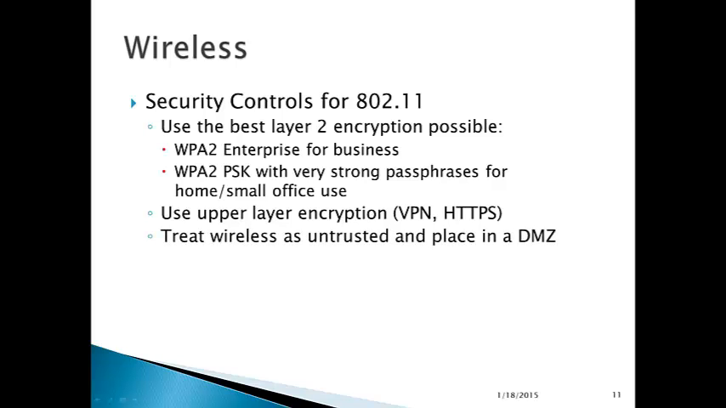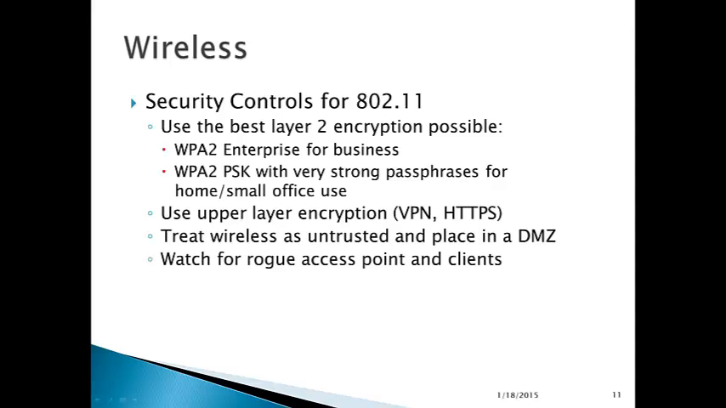Treat your wireless network as untrusted in general and place it in a DMZ, in one of those DMZ zones that we talked about in a prior class about firewalls. You shouldn't put wireless networks on your internal network where all of your servers and your end users are. You should put it sort of outside in a subnet.